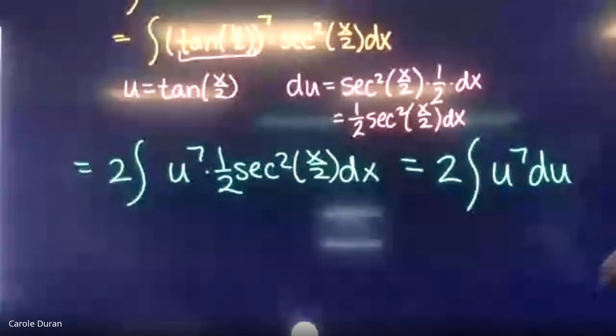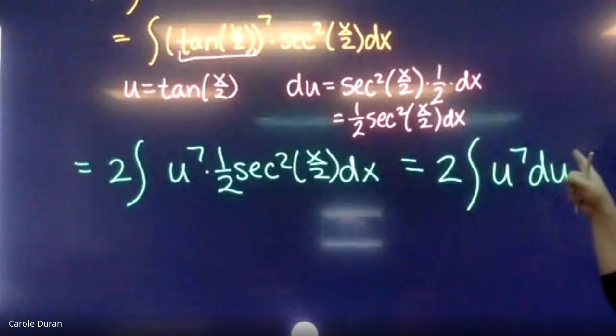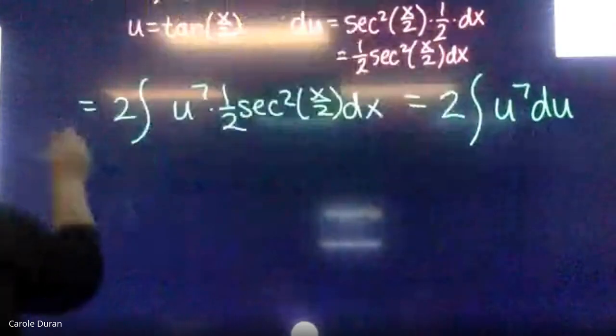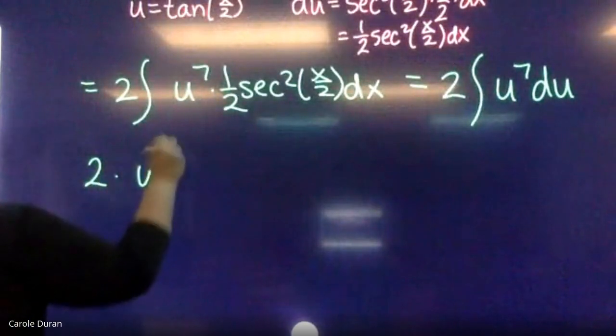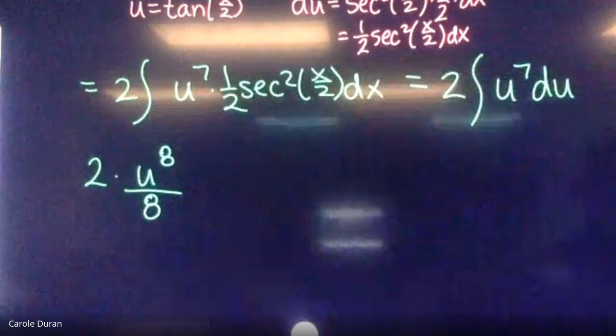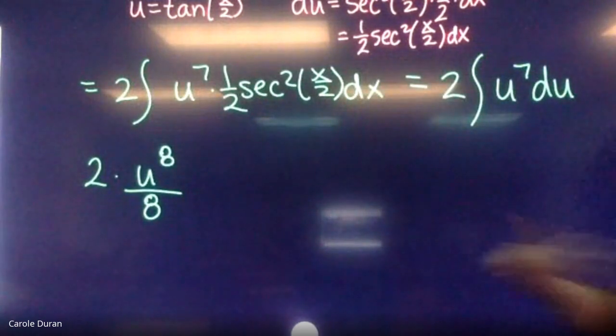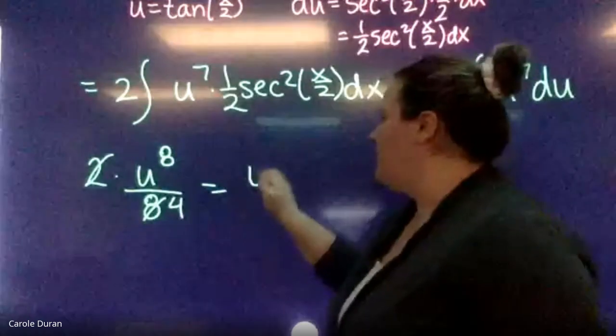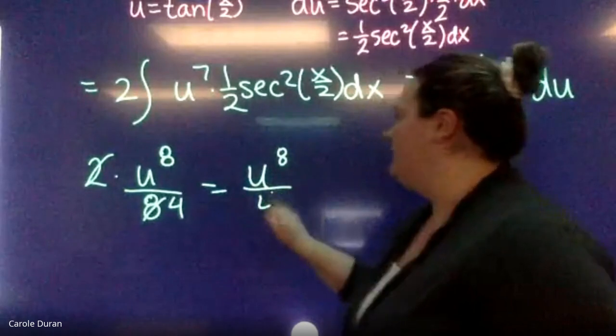Okay, so tell me what you know. And then divide by the new exponent. So this becomes 2 times u to the 8 over 8. Then what? So multiply the 2 in, right? That's going to reduce. So this becomes over 4. So I have u to the 8 over 4.